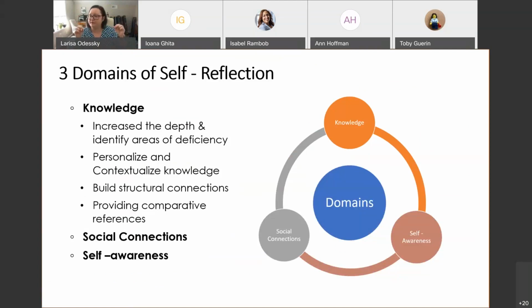I can tell you my students have a very, very rough time connecting the dots. Provide comparative references. This is where those group reflections can work very well, where they're like, hey, I don't think like this, or I don't process like this. And of course, build social connection and self-awareness.